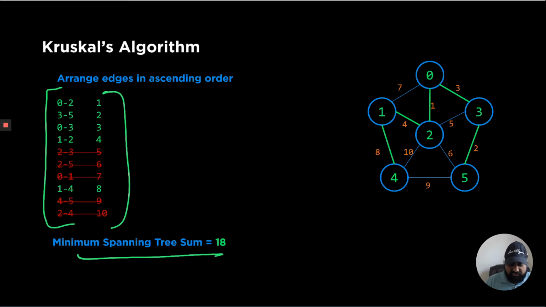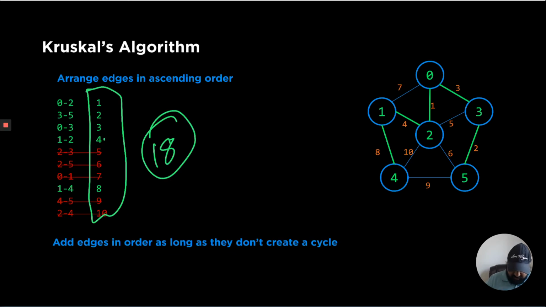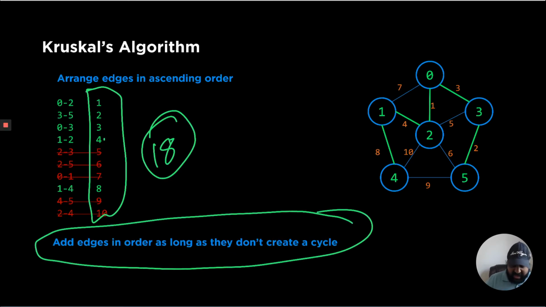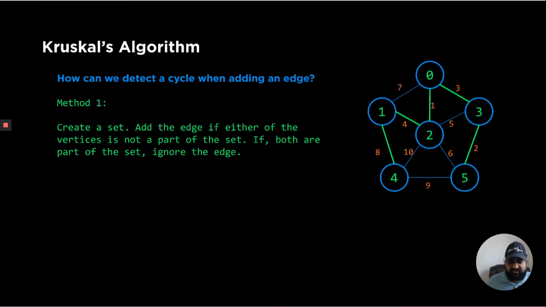But typically, Kruskal's algorithm requires one other thing, which is you need to keep adding edges as long as there is no cycle in the graph. So we cannot accept any cycles in the minimum spanning tree. So the question you might be asking is how can we detect cycles when we add an edge to our minimum spanning tree? The first idea here is to create a set.